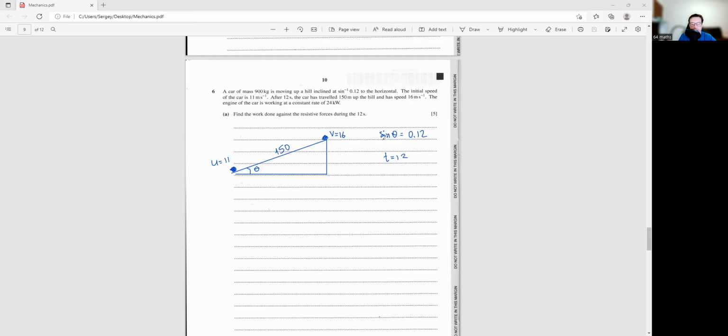We also know that the engine is working at the constant rate of 24 kilowatts. So it means the power was 24,000 watts. And we have to find the work done against resistive forces during the 12 seconds. Okay, since the engine is working, we'll have to find out what happens to the work produced by the engine.